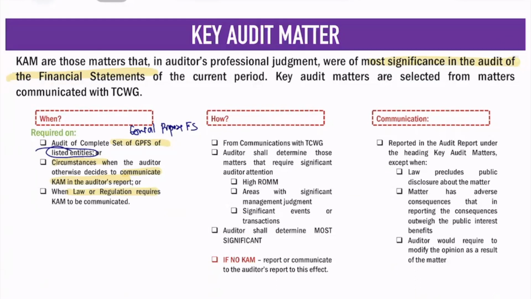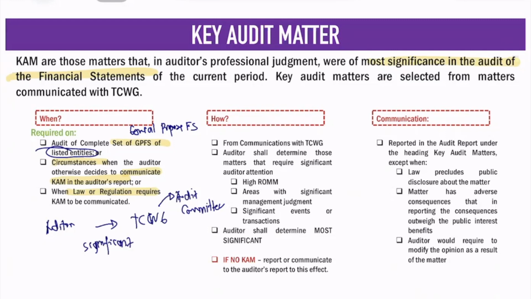Now, how will you determine those key audit matter? You determine those key audit matter from any matters that is communicated with your TCWG or those charged with governance. So the auditor will now communicate items to your TCWG. Normally, your TCWG here is known as your audit committee. Now, once your auditor communicated some items to your TCWG, you now look into those significant items.